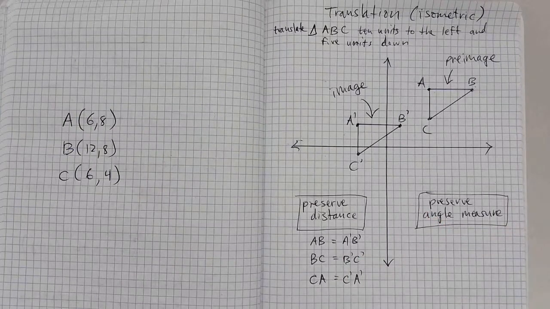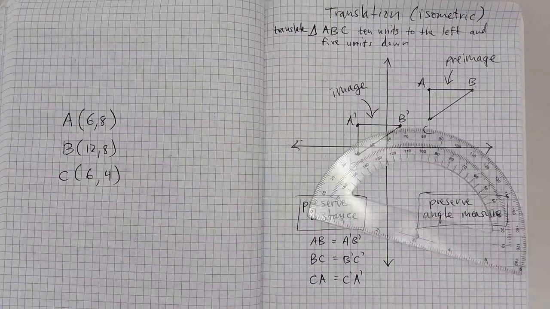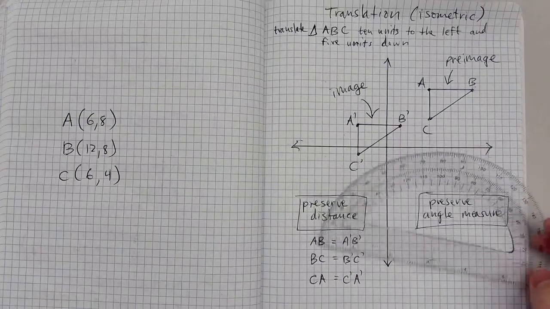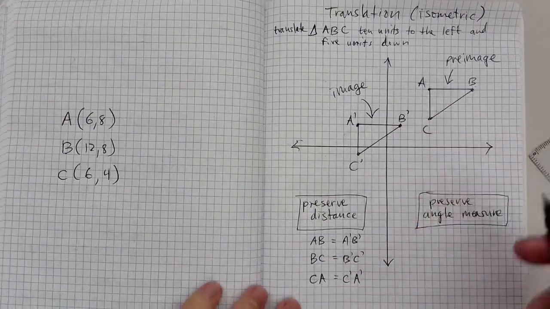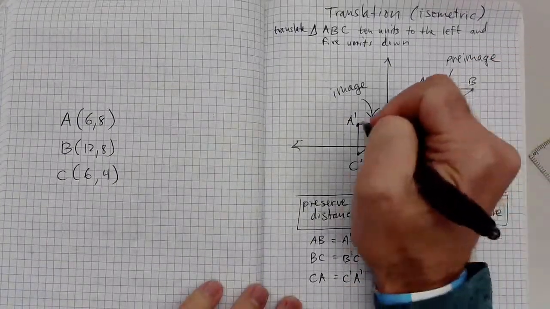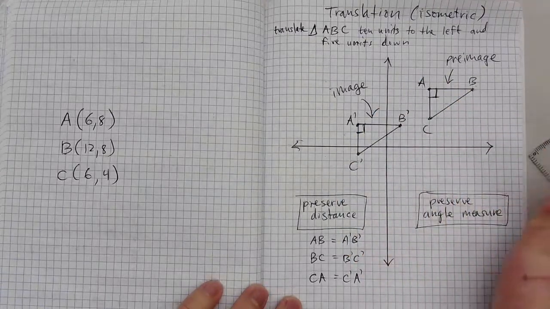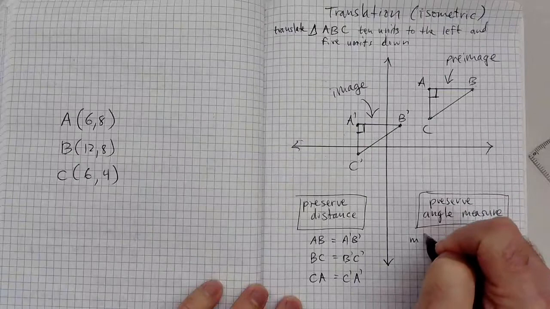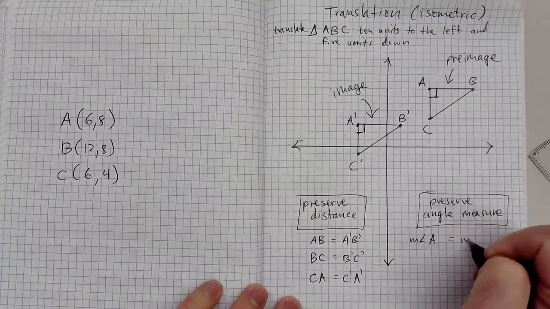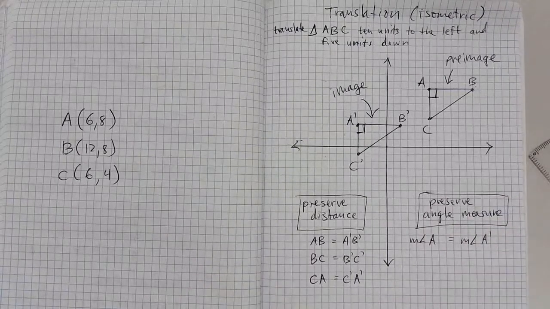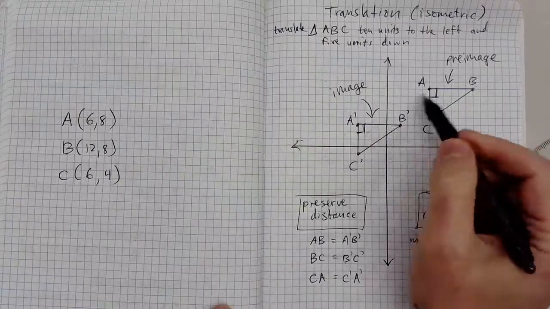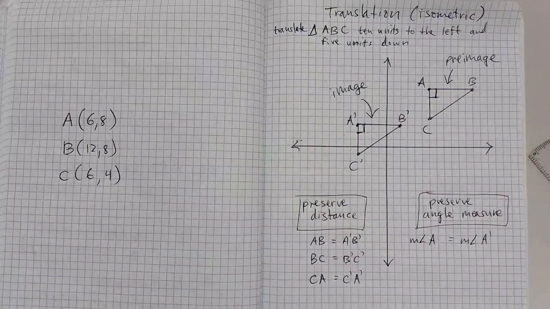So I'm going to use my protractor to get an approximate angle measure. And starting with angle A is easy because we can see on the coordinate plane that A is a right angle. Correct? So clearly, the measurement of angle A equals the measurement of angle A prime. Again, how do I know that? Because they both measure 90 degrees. So that's a freebie. What about angle B?